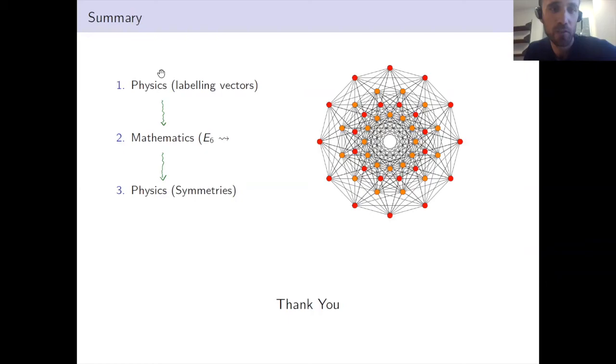We started with a question inspired from physics, labeling vectors. Then we went into more abstract mathematics, root systems and reflection groups. This is actually a picture of the root system of type E6. You see, a beautiful picture. And then at the end, we were able to go back to some more physical questions about symmetries of the missing label. I really enjoyed working on this, and I guess that's the most important conclusion that I can make.